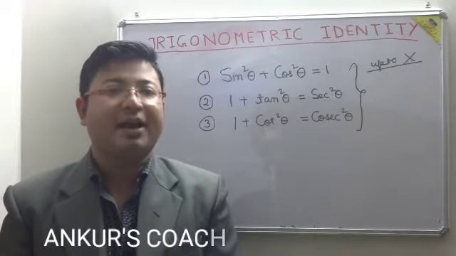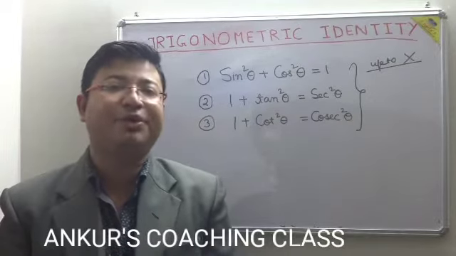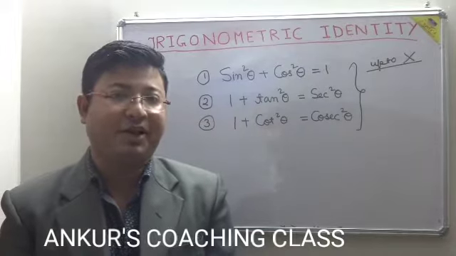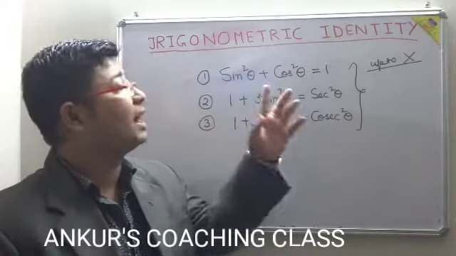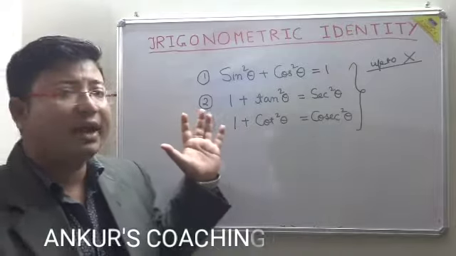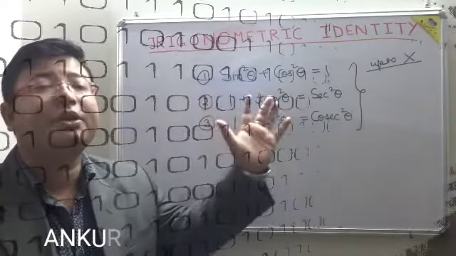Welcome viewers. In the last class we have studied the ASTC rule, which is one of the most important topics of trigonometry. Now we will go towards the trigonometric identity. There are lots of trigonometric identities. Now I will define what a trigonometric identity is.